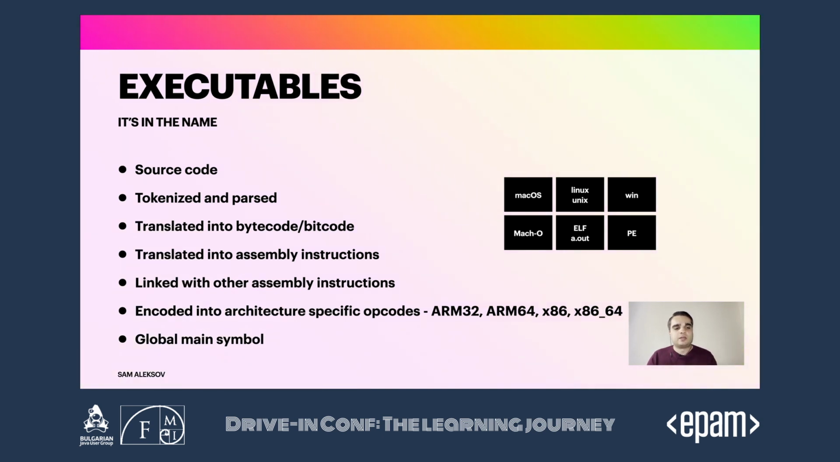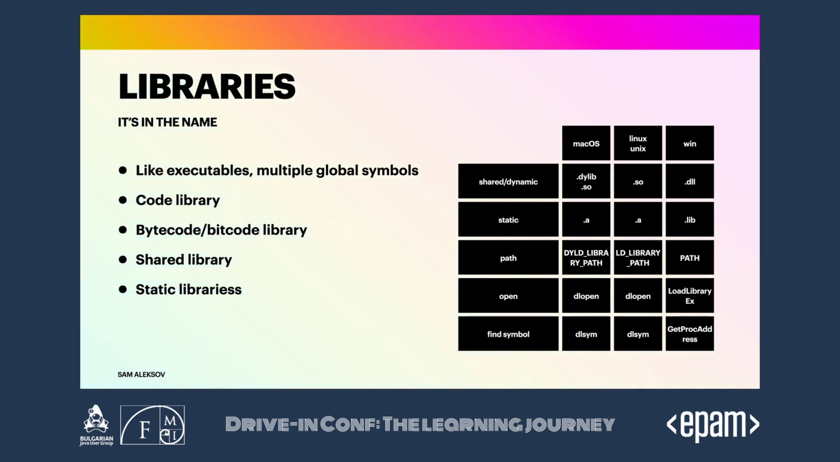That's generally a main symbol, or as you already guessed, the main function. Symbols and functions are kind of synonymous in this context, although you can have symbols that are not functions. On macOS, the executable format is Mach-O. On Linux and Unix, it's either ELF or a.out, which are also very similar. And for Windows, we have portable executables. Libraries are, you know, executables without the main function, essentially. So they do have multiple global symbols.